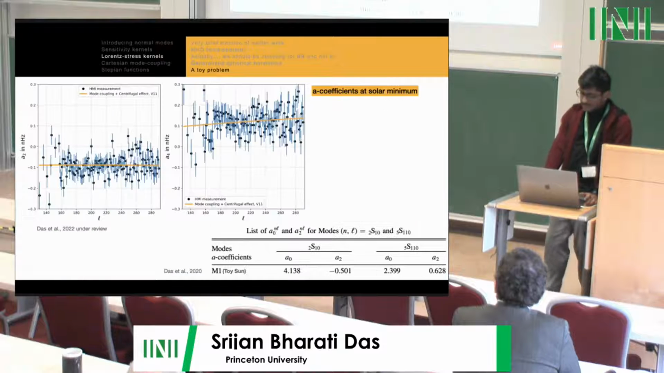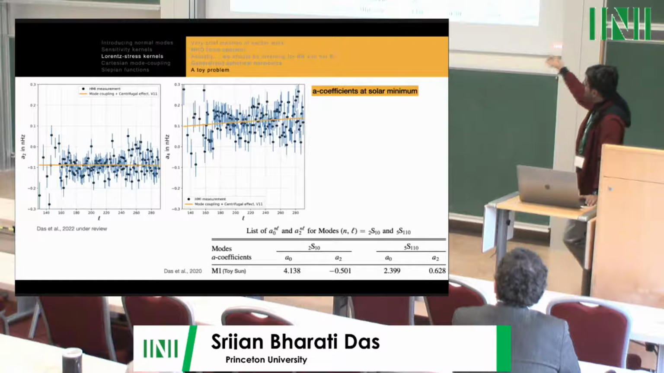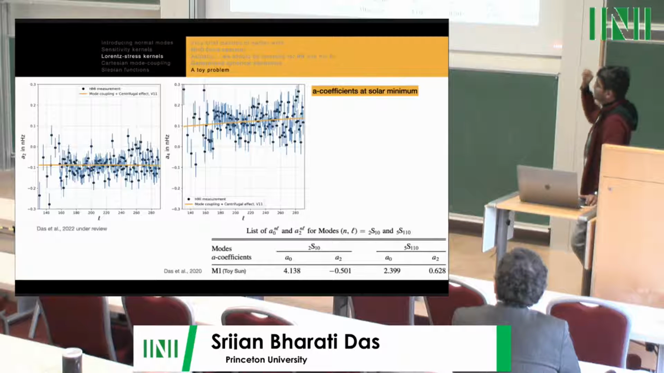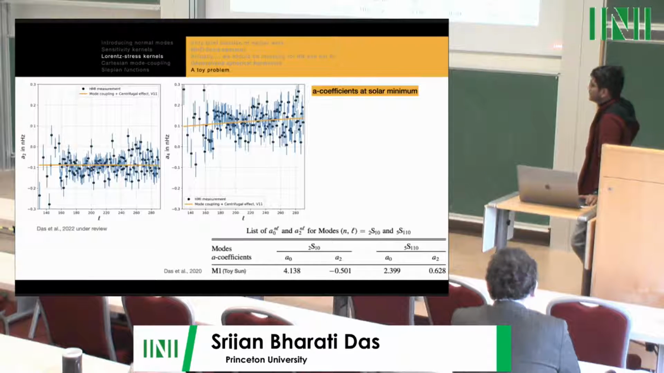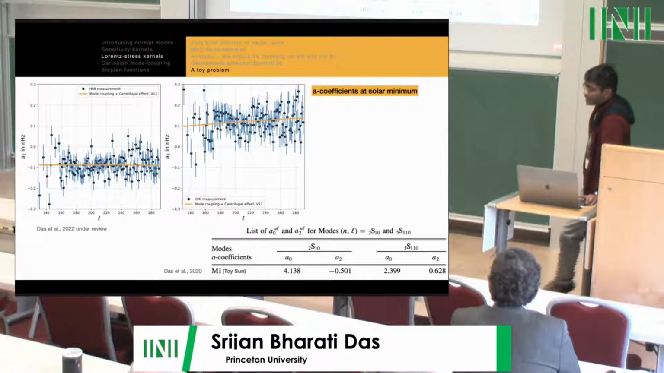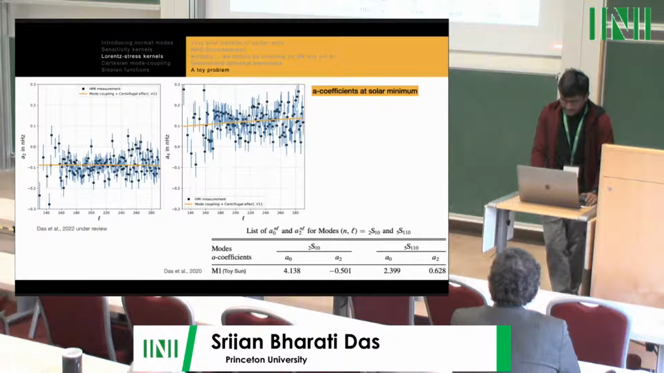So if we compare these numbers that we get from our toy model with what is observed, in this plot, these are the even A coefficients in the solar minima. And you see that the line that goes through the forest of modes that's observed is from the second order corrections due to rotation. So it sort of feels like in a minima, the magnetic fields don't really play a huge role, because this is without using magnetic fields in the orange line.